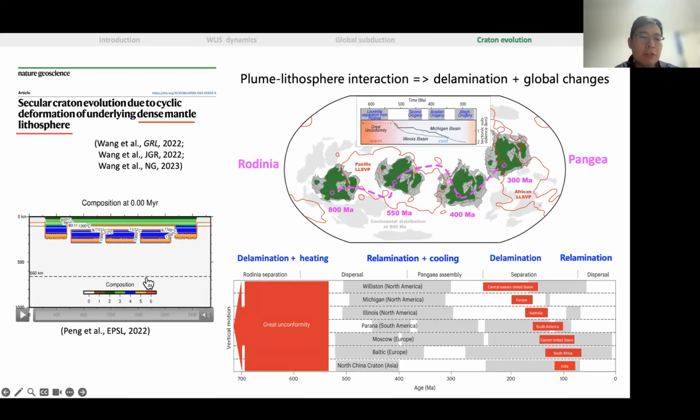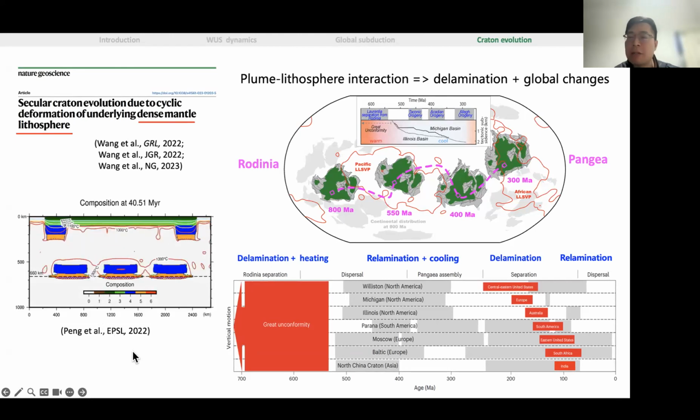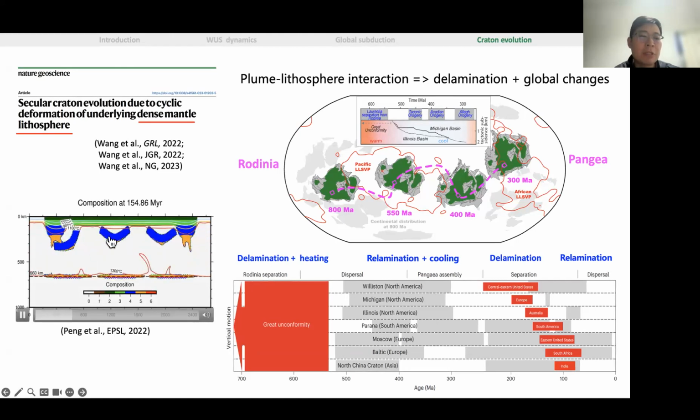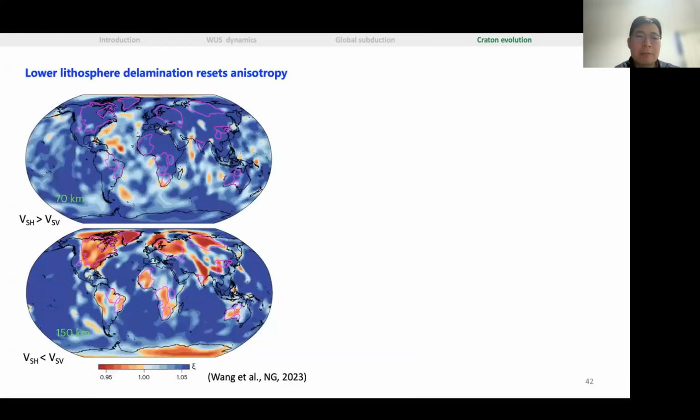And we even have a little movie to show that this is dynamically feasible. When you have delamination, the material, initially it's cold and dense. Then after it delaminates, it warms up, and eventually it comes back to the surface. And when it cools down to a certain state, it starts to delaminate again, right? So it's an episodic process.